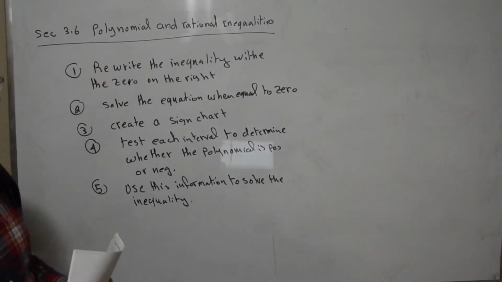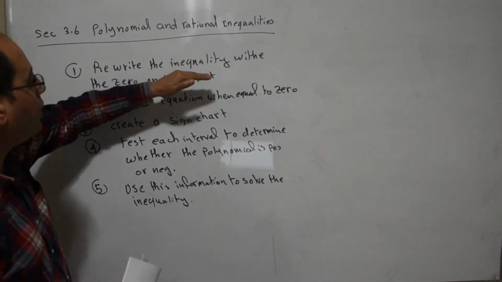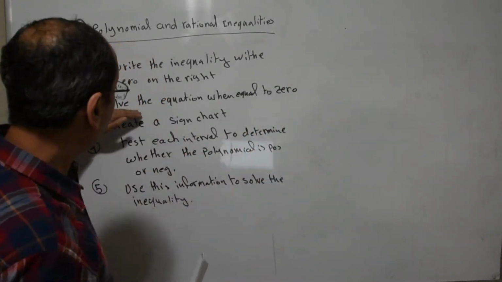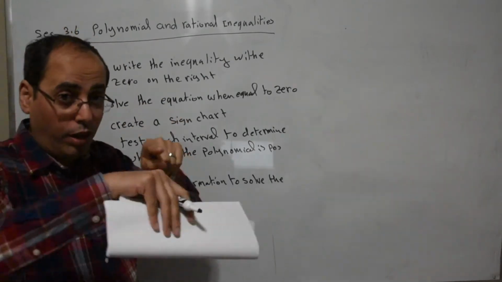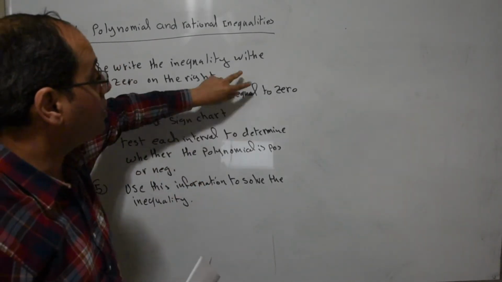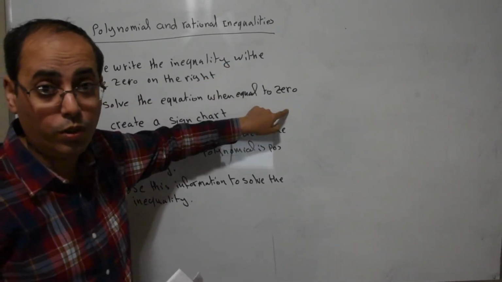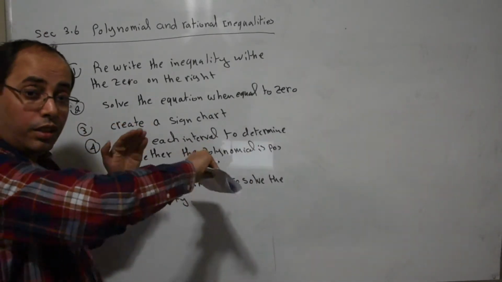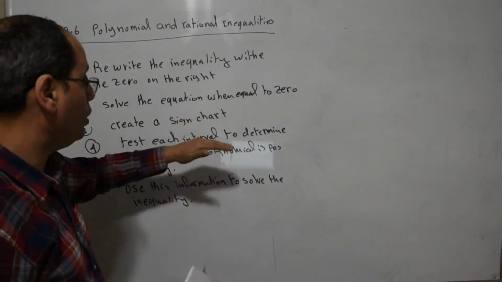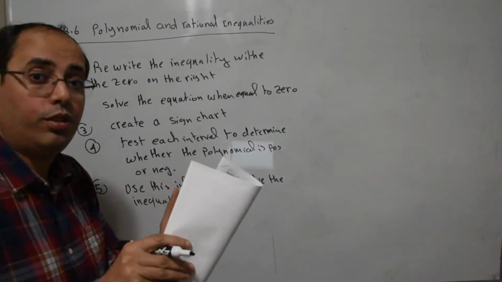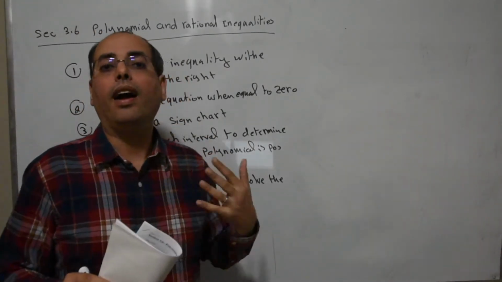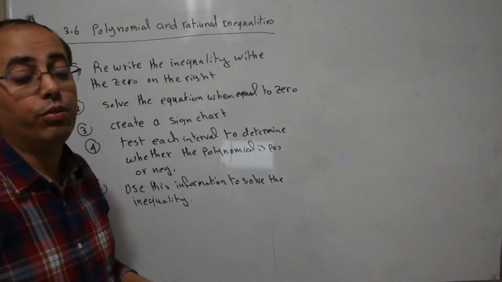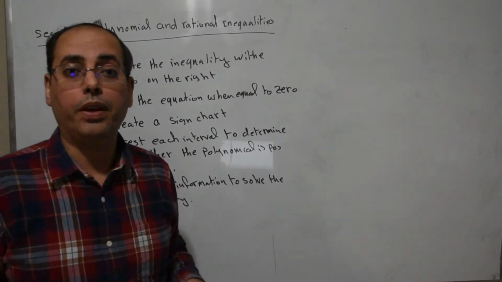Okay, so let's look at the 5 steps first real quick. So the first thing is to make everything to the left side and the right side is 0. The second thing is, when we solve an equation, we have to have an equal. So I'm going to change the sign to equal to 0, and then I solve my equation. After that, I have to list the zeros on a number line, we create a sign chart, and then test each interval, whether in each interval the expression is positive or negative. And we have learned about that before with the rational functions.